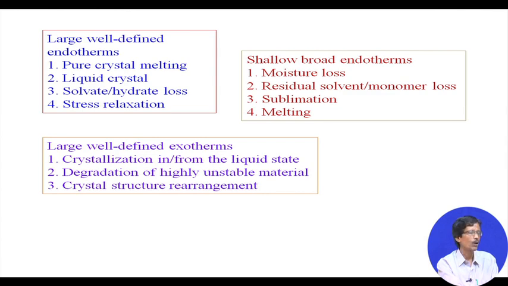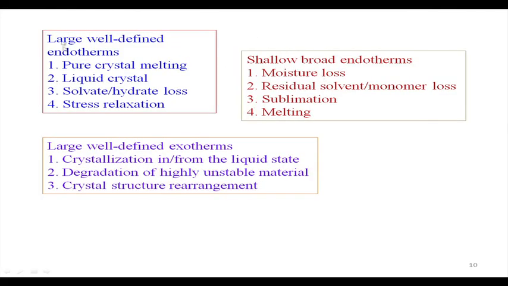The crystallization process is an exothermic process, and we get a very large peak area. So the energy change for this process is also very high, and the crystallization from the liquid state, where we get some crystals from the liquid, can also be monitored. Then we can have the degradation of highly unstable material, which is also accompanied by this type of exothermic process. Then the rearrangement of the crystal structure, that means rhombic to monoclinic, monoclinic to some other form.